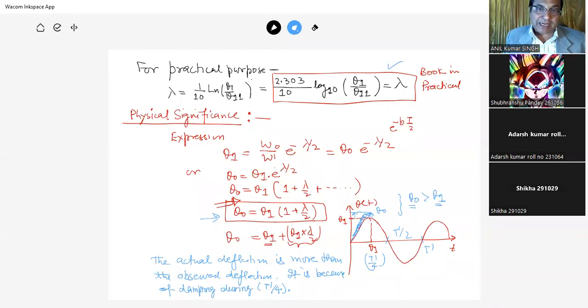तो थीटा 0 कैलकुलेट करना है, तो क्या करेंगे, पहले हम थीटा 1 लेंगे और फिर थीटा 1 एंड थीटा 11 निकाल करके, और ये कोई जरूरी नहीं है, कभी कभी क्या होता है कि बहुत ज्यादा डैम्पिंग होता है तो 11 डिफ्लेक्शन आपको नहीं मिलेगा, है ना?